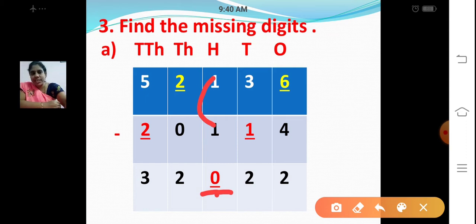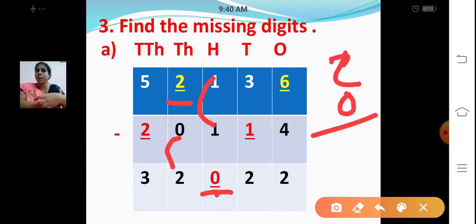Thousands place. Here you are going to find out the minuend. So you have to add the difference to the subtrahend. 2 plus 0. When you add 0 to any number, the answer will remain the same. 2 plus 0 is 2. So my minuend is 2. Write it down, 2. Now let's move on to the next one.